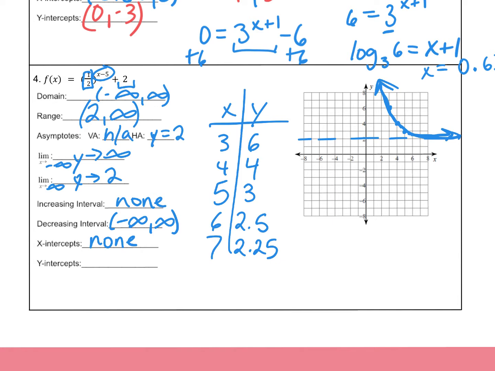But we can find that just by plugging in 0 for x. So I plug in my calculator, 1/2 caret to the 0 minus 5 power, close parenthesis, add 2. And when you do that, you should get 34. So that's going to be way off my graph, but it is the intercept. So we'll go ahead and write that down.